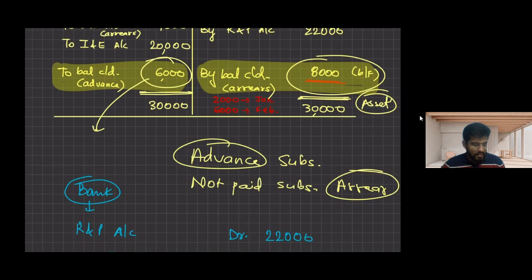And this 6,000 is a liability. You have already received the money, but you have not given the services. So in the next month, you have to give them the services. Is it clear, my friends? Are you with me till now? I have gone to the next month also.